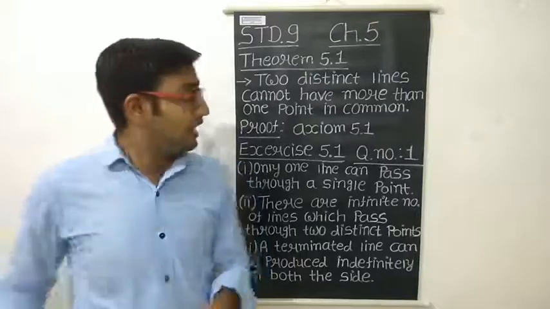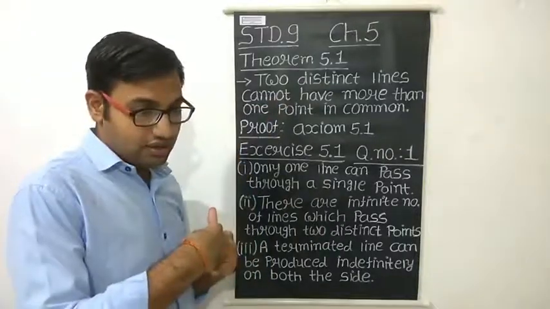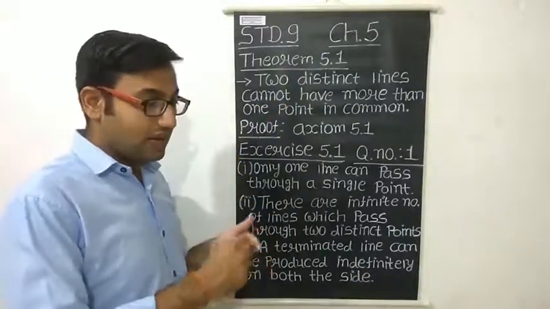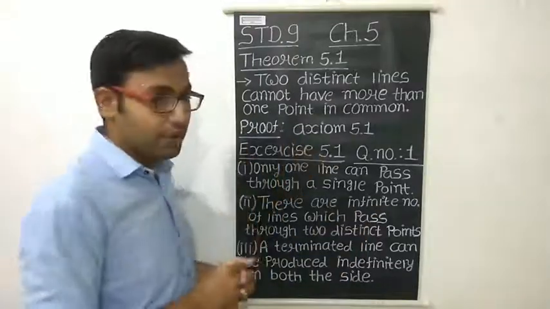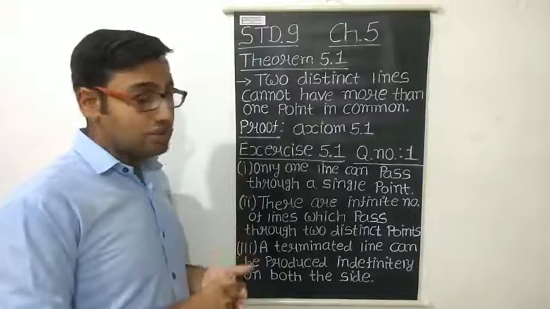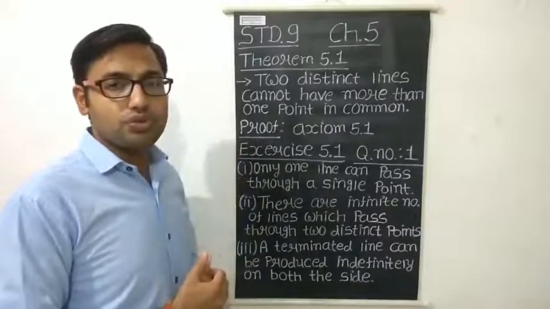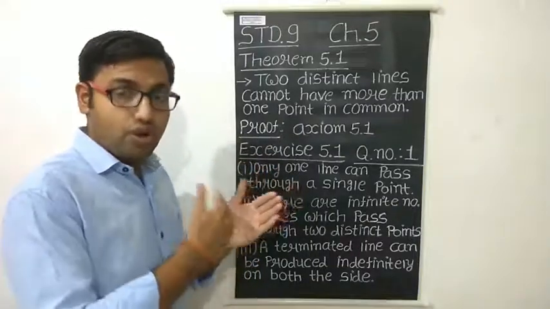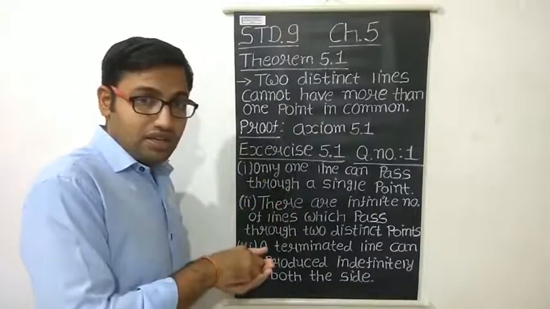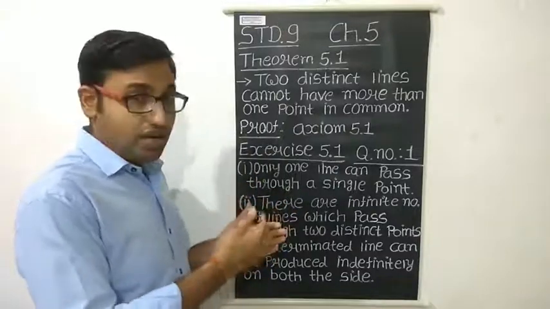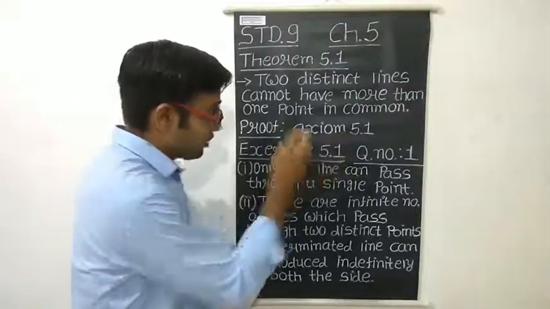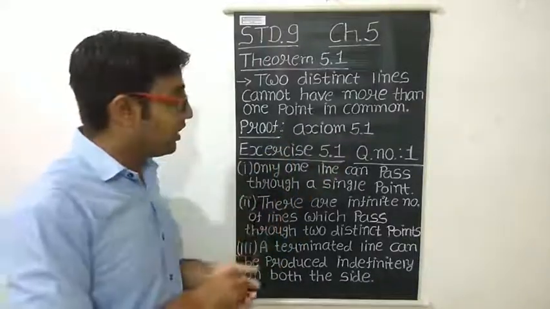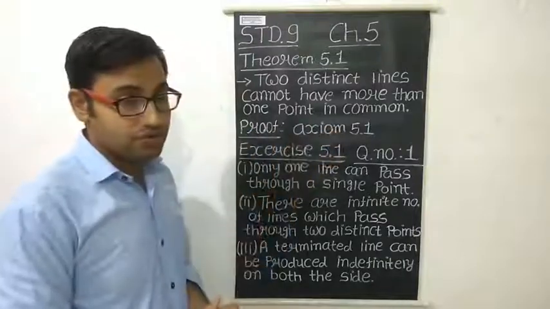Right? So, we have supposed that two distinct lines are intersecting in two points. And according to axiom 5.1, from two distinct points, only one line can pass through. So is there a contradiction? Contradiction means we cannot judge which statement is right. But we know that axioms are universal truths, so we have to accept the axioms.